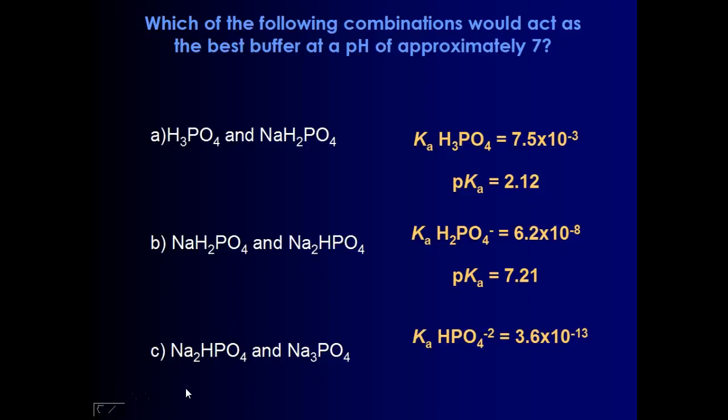And then finally in part C, HPO4 2- has a Ka of 3.6 times 10 to the negative 13. When you take the pKa of that value, it's 12.44. It would probably be, if not impossible, very close to impossible to get a buffer down to 7 without basically destroying your buffer by adding acid to it.